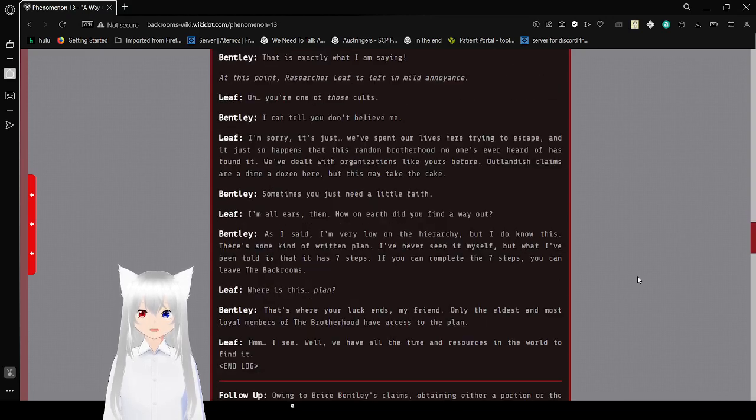At this point, researcher Leaf is left in mild annoyance. Oh, you're one of those cults. I can tell you don't believe me.